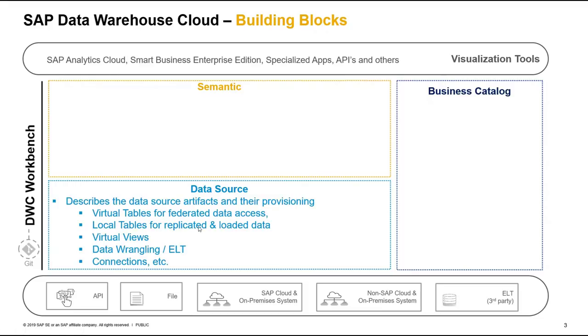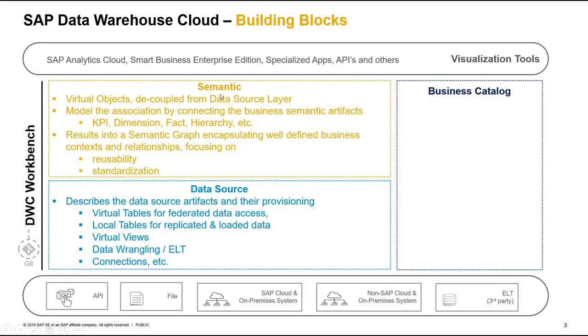Within the data source building block, we'll describe the data source artifacts and also their provisioning, like virtual tables for federated access to one or many of the source systems, local tables for replicated or loaded data if you want to have some data replicated and persisted within Data Warehouse Cloud instead of getting federated access to the remote systems, and virtual views like virtual HANA views. We also provide the capability for data wrangling inside Data Warehouse Cloud and also the connection management, which also includes the data space concept.